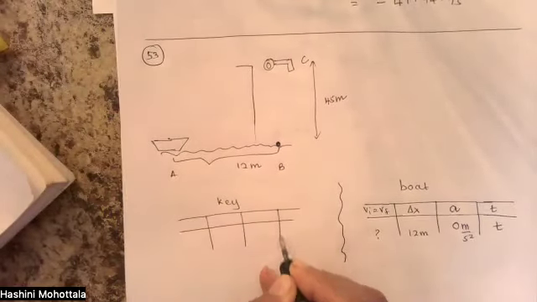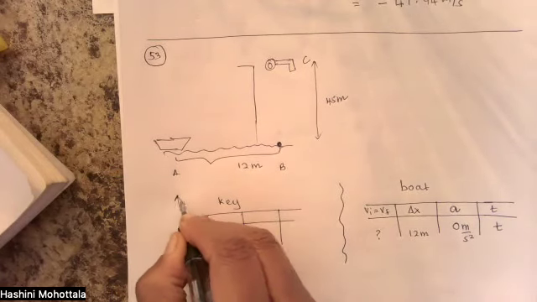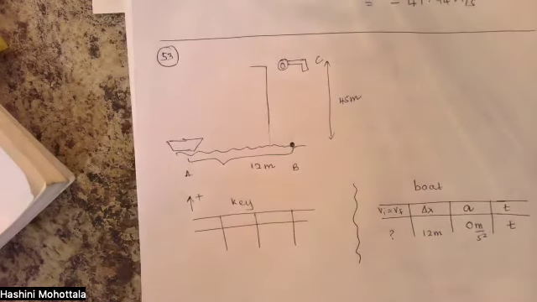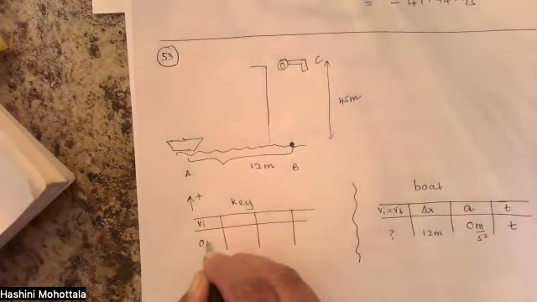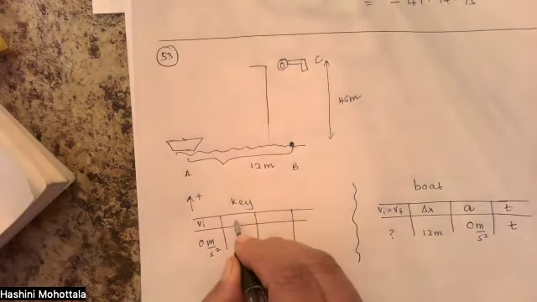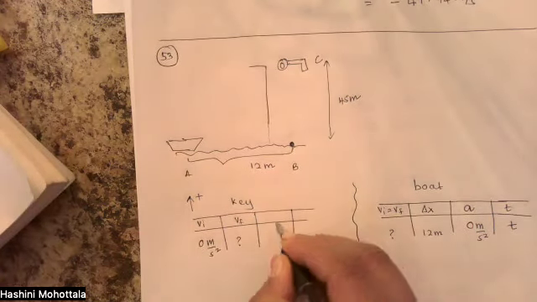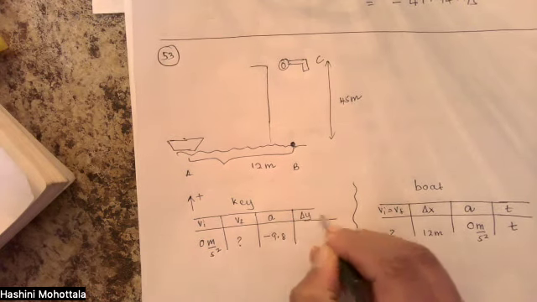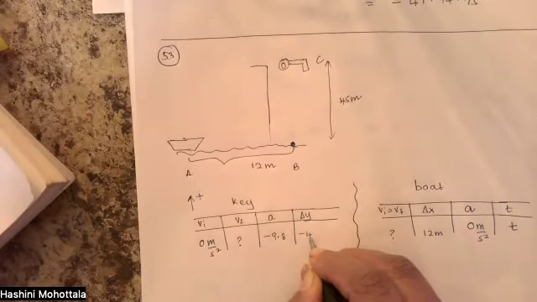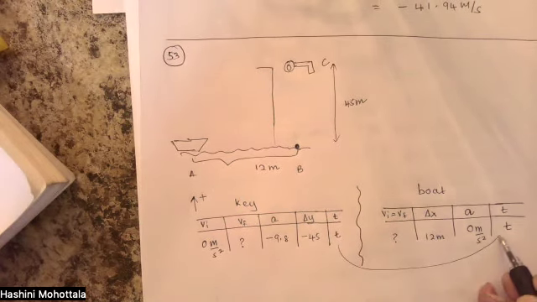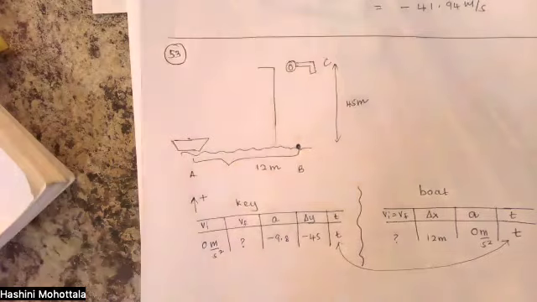And we know a little bit more information for the key, and I still take up as my positive direction for that vertical motion. Initial velocity for the key is 0 because it's released or dropped or fall. And then V final, I don't know. Acceleration, negative 9.8. The delta y, that is the displacement, is negative 45. And the time is the same as the time that I have for the boat. They are the same.